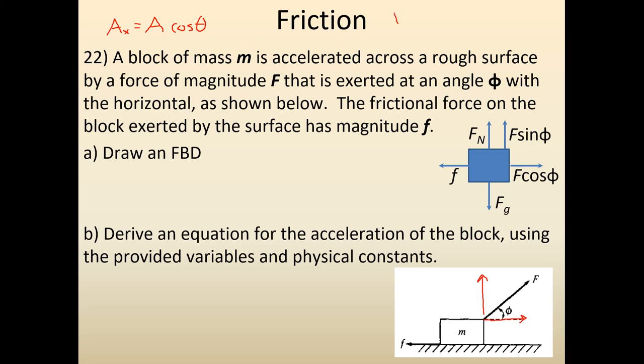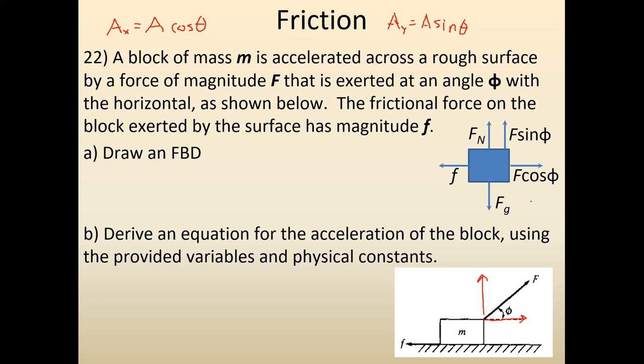And then Ay, the y component of some vector, is going to be equal to that vector times sine of the angle relative to the horizontal. So as long as the angle is taken from the horizontal side, like this, then these two equations pretty much hold true. So that's going to help out tremendously in speeding up the process. So I have my FBD.